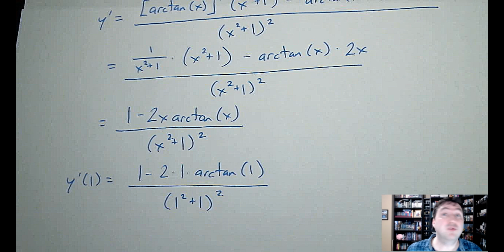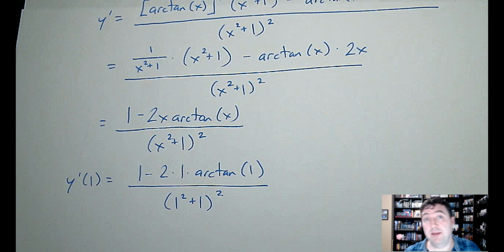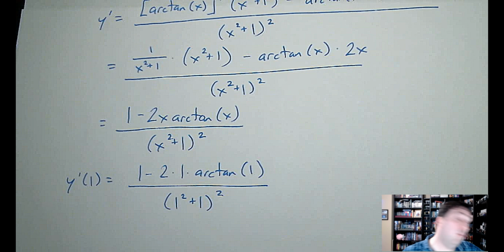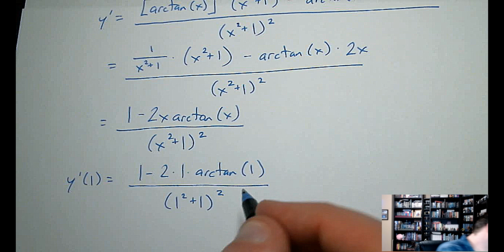Sine of pi over 4 is root 2 over 2. Cosine of pi over 4 is root 2 over 2. So tan of pi over 4 is root 2 over 2 divided by root 2 over 2, which is equal to 1. And therefore the arctangent of 1 is pi over 4.